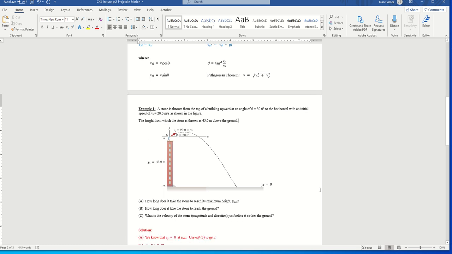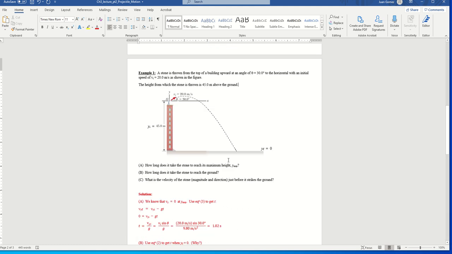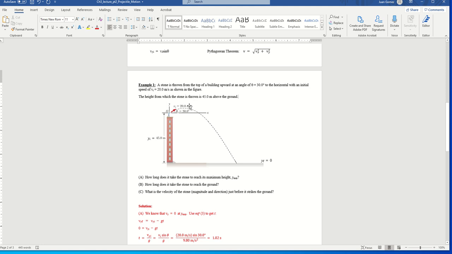Well, there's a couple of parts to this problem. Part A, how long does it take for the stone to reach its maximum height, y max? Right here, because here it gets max height. We know Vy is 0 at max height, and then it begins to come back down. So how long does it take to reach max height?